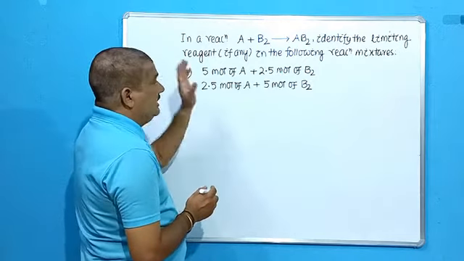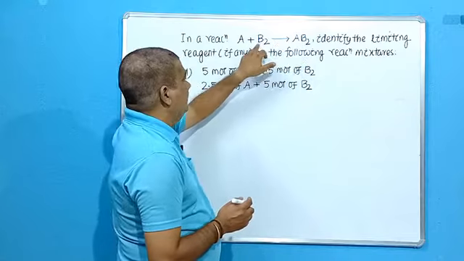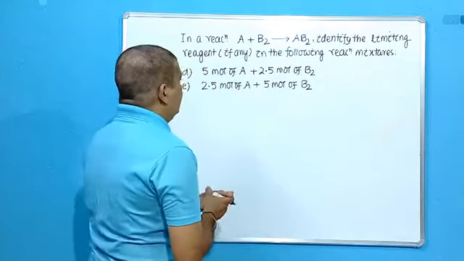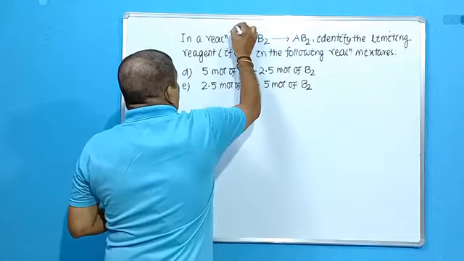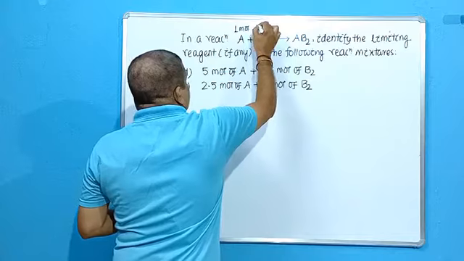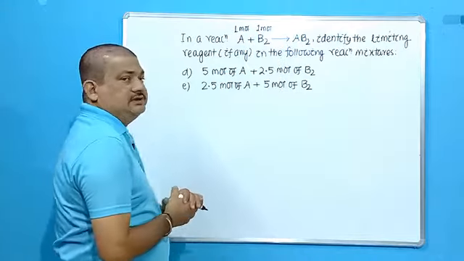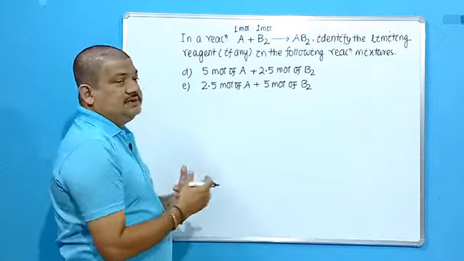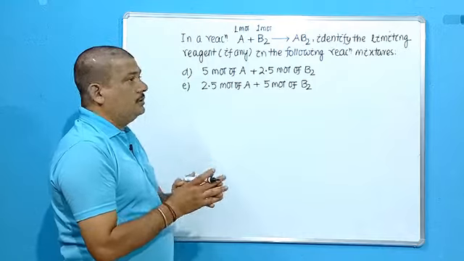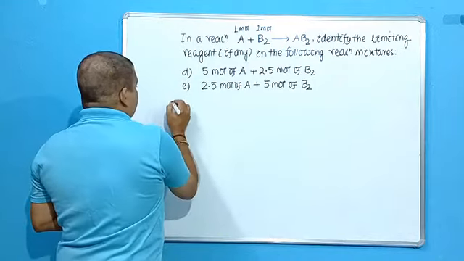Look, this reaction is already balanced. One atom of A, one atom of A here; then two atoms of B, two atoms of B. That means it is a balanced equation. So 1 mole of A requires 1 mole of B2 for completion of the reaction. They are present in a 1:1 ratio. Okay, so we will solve the first one, D.